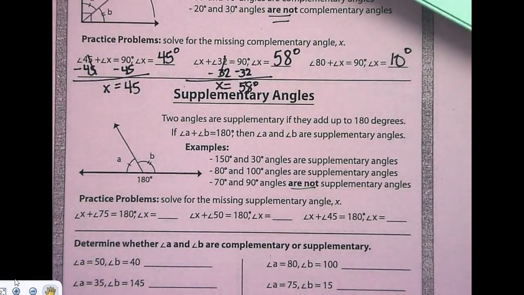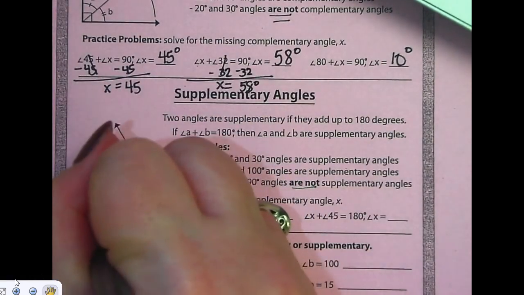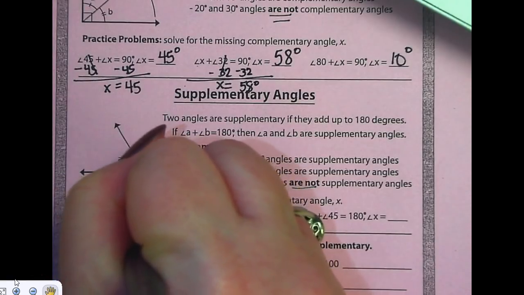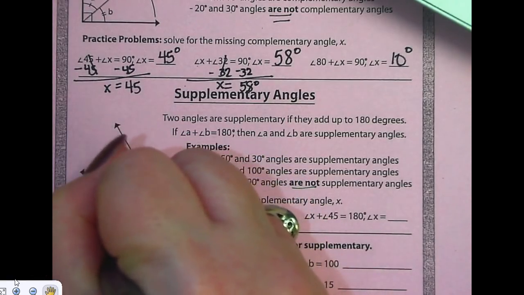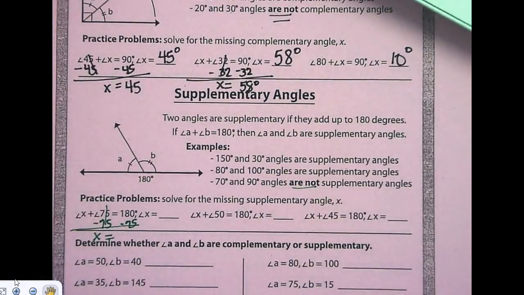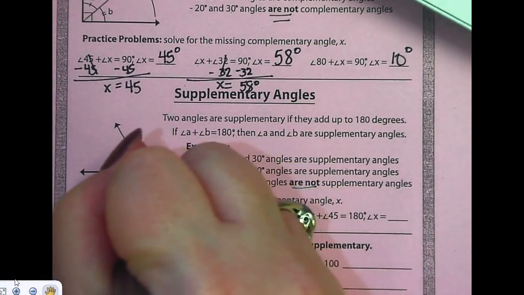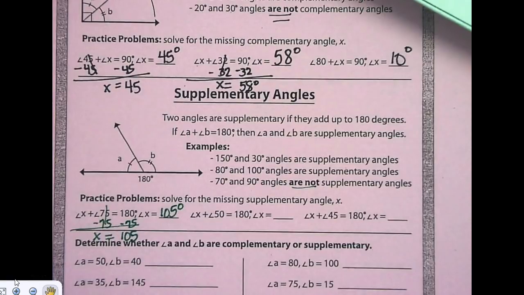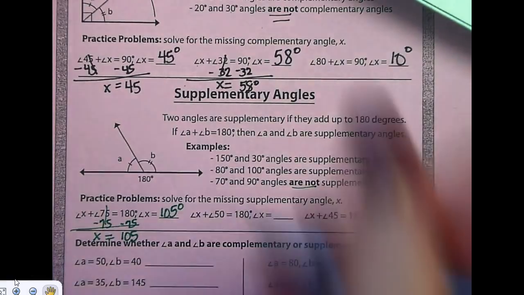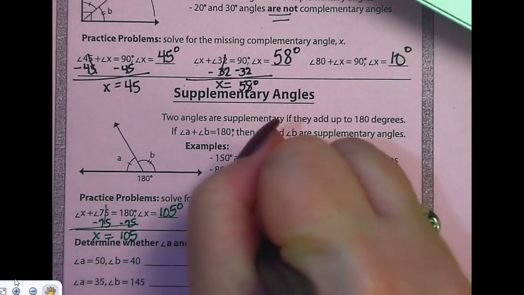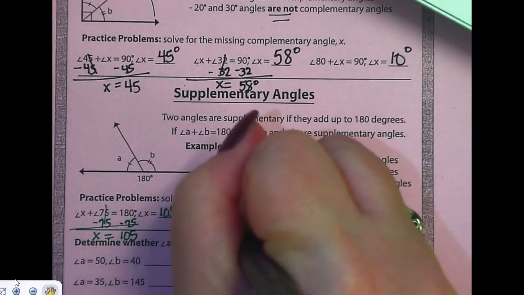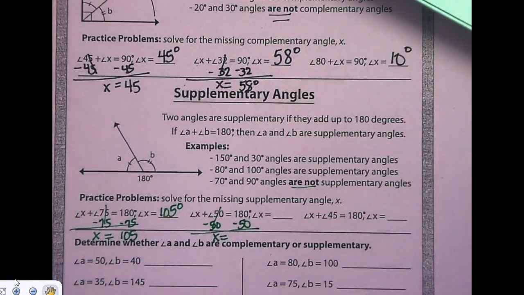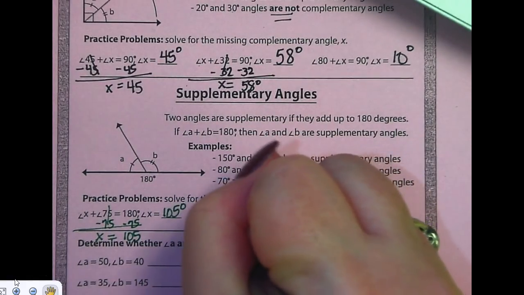So let's look at these practice problems. Angle x plus 75 equals 180, so subtract 75 from both sides, and you're going to have x equals 105 degrees. X plus 50 is 180, so subtract 50 from both sides, and you are left with x equals 130 degrees.